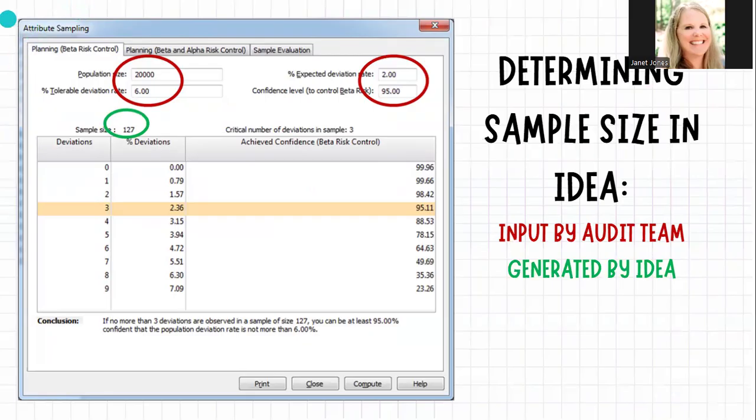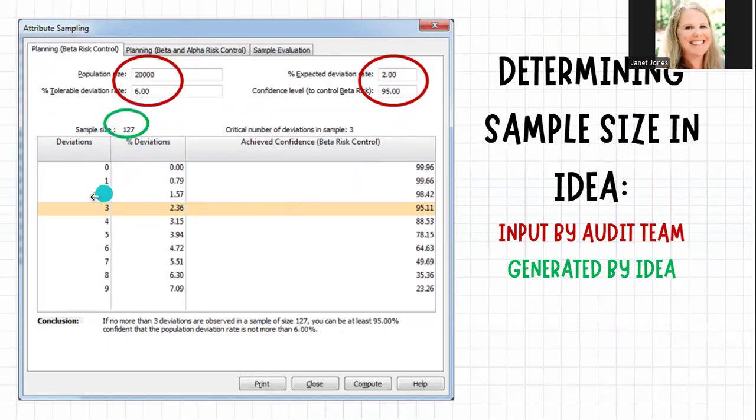All right, the last thing I want to talk about is determining your sample size. I used to have charts from the AICPA and we would calculate out your sample size. You would never actually do that in practice today. You're just going to put it into your audit software and it's going to tell you what your sample size needs to be. So this is an output from an audit software called IDEA. And the auditor is going to put in their population size, what they have determined to be their tolerable rate of deviation, what they think is going on based on their prior history, and the confidence level that they want to have, and then it's going to spit out their sample size.